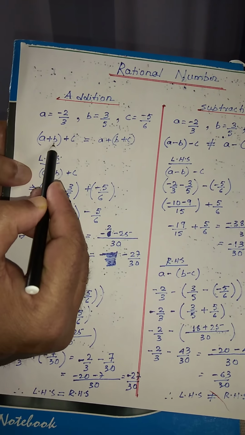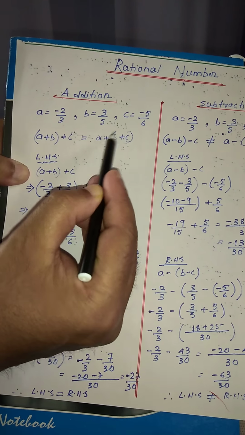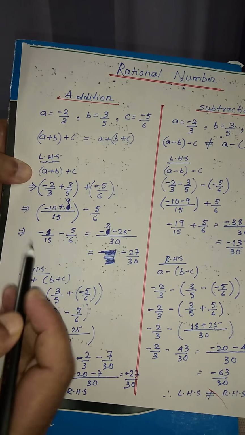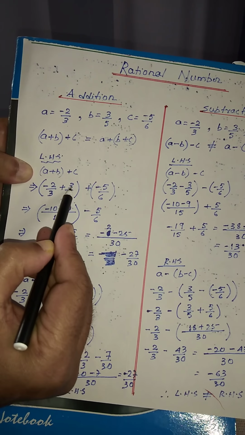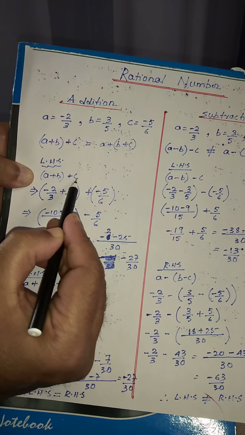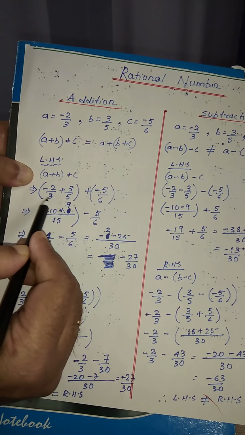Let's begin. (a + b) + c equals a + (b + c). So first begin with the LHS part. In place of a I've written minus 2 by 3, plus in place of b I've written 3 by 5, plus what is the value of c? Minus 5 by 6. Let's solve the bracket.